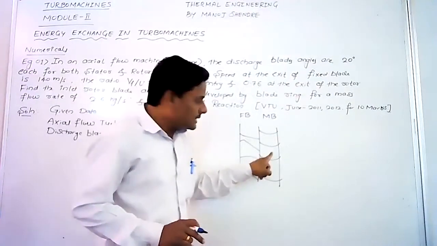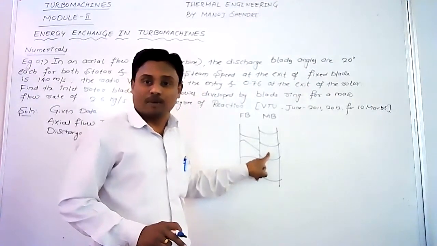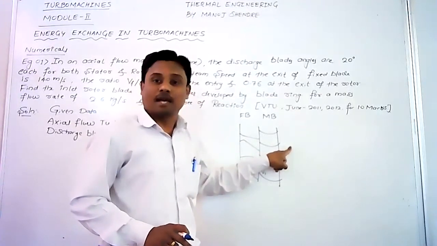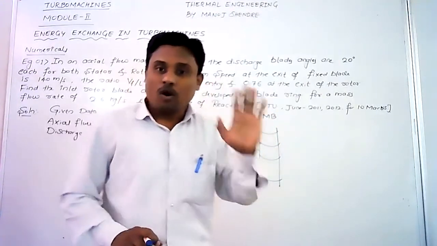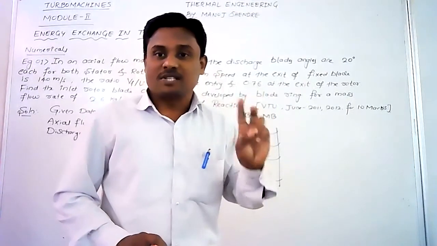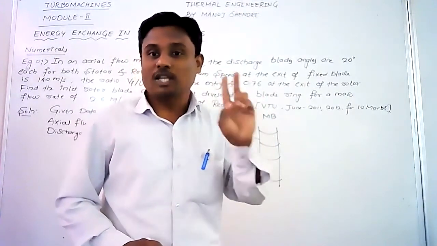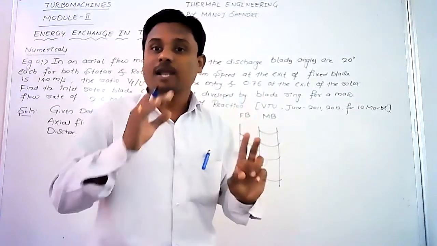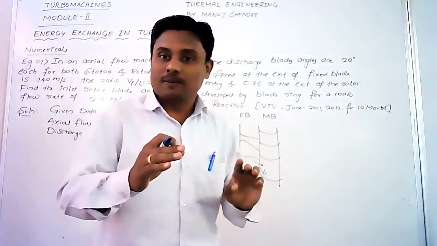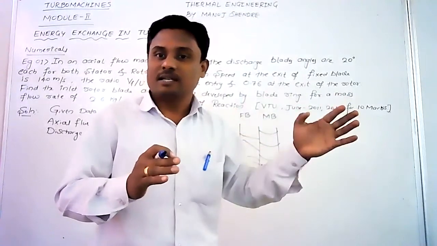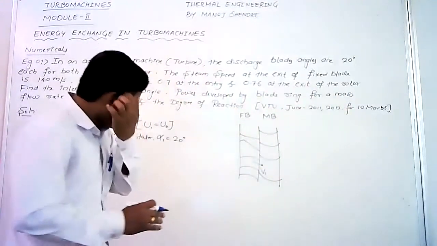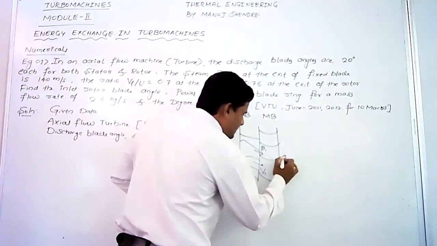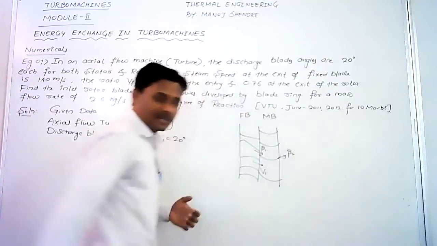Remember guys, this is the rotor, the rotating blade. This is the inlet angle for the rotor and this is the outlet angle for the rotor. For the rotor, or the moving blades, the angle is represented by beta. So at the inlet, beta 1, and at the exit, beta 2.